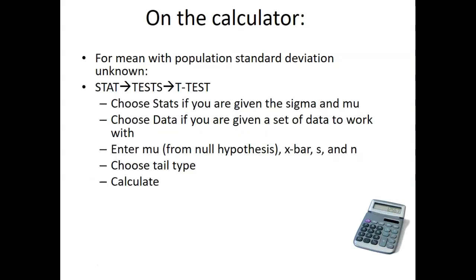If we want to do this on the calculator, you can go to Stat, Test, and T-Test. Because this one had data provided, you choose Data. If you already had your summary statistics provided, then you choose Stats. Enter the mu, which comes from your null hypothesis. Enter your X bar and your S if you need to. If you're choosing Data, you're probably not going to have to enter the X bar and the S because that is taken from the data set you enter. Choose the tail type and calculate.